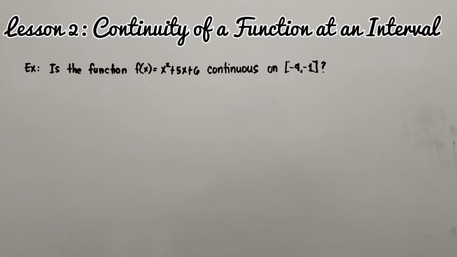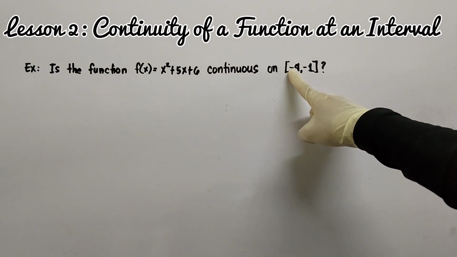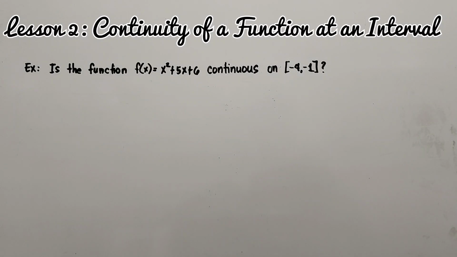For example, is the function f of x equals x squared plus 5x plus 6 continuous on the closed interval [-4, -1]? Our answer a while ago is yes. We will be showing here the entire process to prove that this is really continuous on that interval. Take note that for the closed interval, a function f is said to be continuous if it is continuous on both half-closed intervals. It must be continuous at the left endpoint and the right endpoint. Since the interval is [-4, -1], the left endpoint is -4 and the right endpoint is -1. We need to show that at x equals -4 and at x equals -1, the function is continuous.